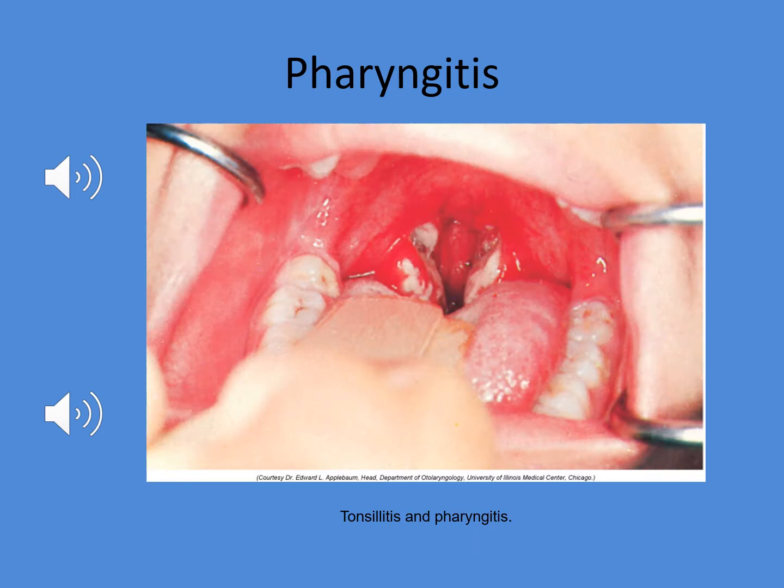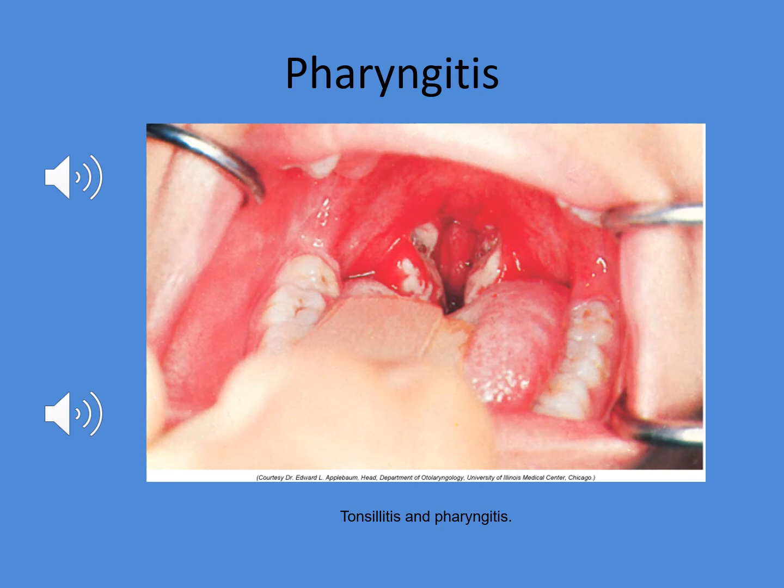Our next disorder we're going to talk about for upper respiratory tract is pharyngitis. So pharyngitis is just infection and inflammation of the pharynx, typically manifested by a sore throat. Peak incidence is between 5 and 15 years of age, more common in winter and spring, and the incubation period is usually about 2 to 5 days. Pharyngitis can be bacterial or viral in origin, so we're going to go through both of those. First, we're going to talk about viral pharyngitis.